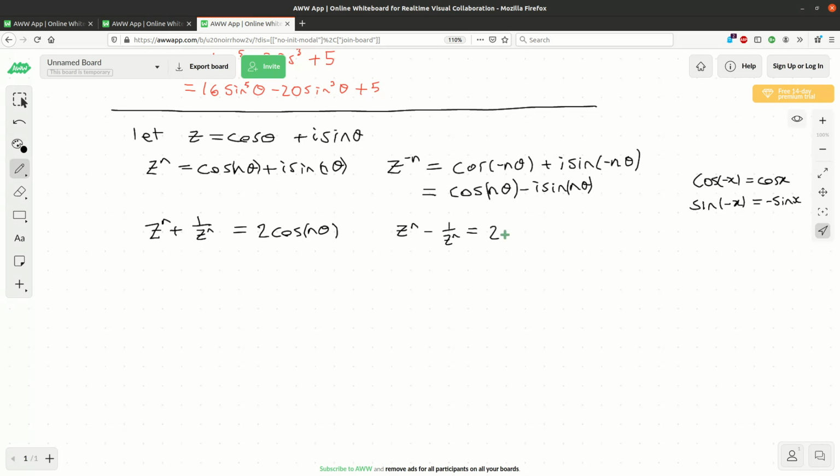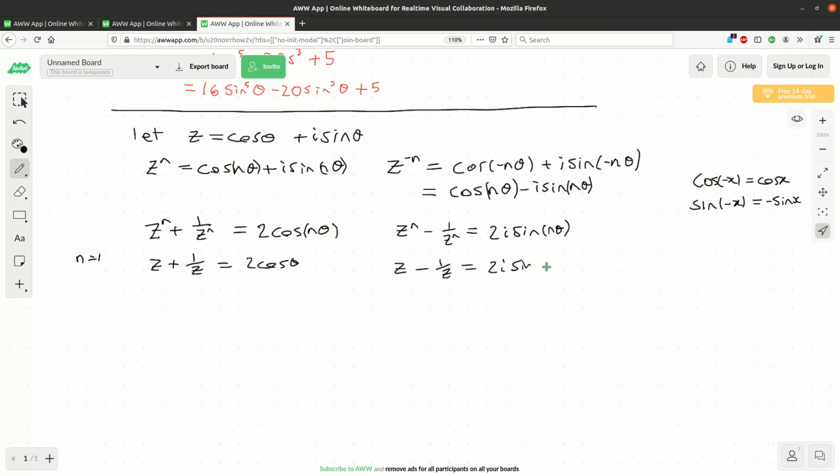They're lovely results, and worth noting as well, in the special case where n is 1, you've got z plus 1 over z is 2 cos theta, and z minus 1 over z is 2i sine theta. Yeah, worth noting both of those two.